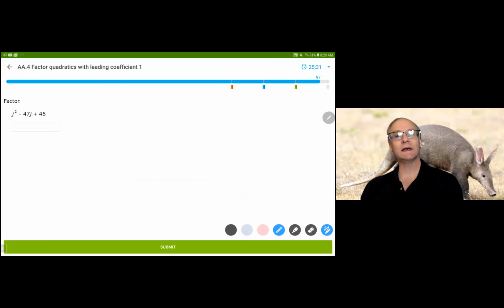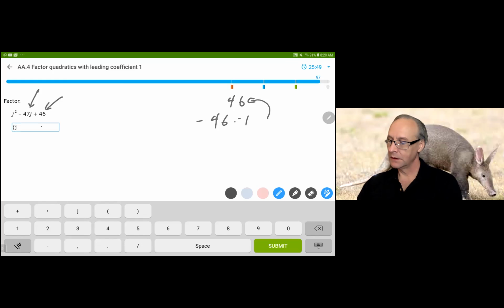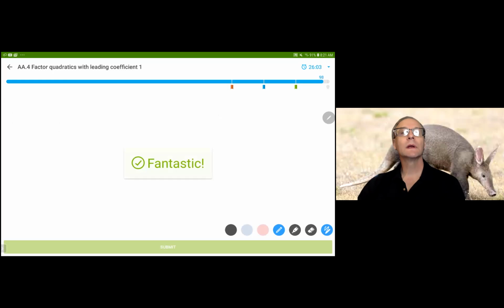Oh, we have a 46, but notice that we have a 47 in the middle. Well, 46 times 1 gives us 46, but we want a negative in the middle, so we both have to be negative to give me a positive 46. And there we go. J minus 1, J minus 46, and that gives me my 47 for the middle. 2 more.